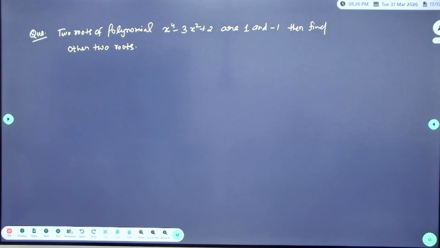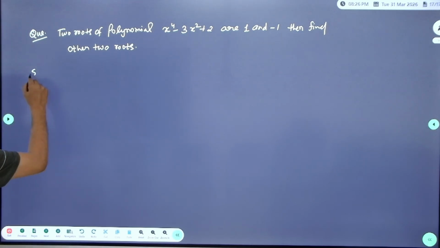And this is a biquadratic polynomial, a 4-degree polynomial. For a 4-degree polynomial, there may be 4 roots. 4 possible roots are there. 2 roots are already given in the question, 1 and minus 1. And we have to find the other 2 roots. So 2 roots are already given, so hit and trial is not needed.